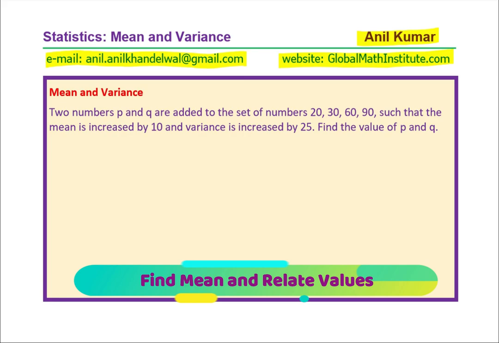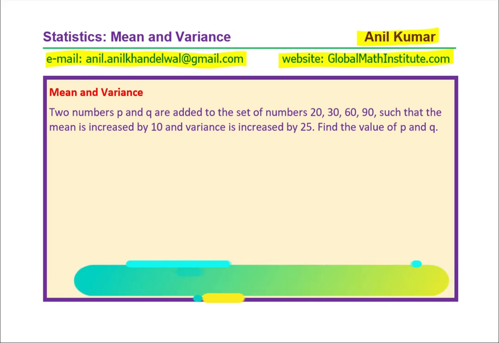Now let's try to understand the strategy of solving such questions. The two numbers P and Q are added to the set 20, 30, 60, 90 such that the mean is increased by 10 and variance is increased by 25. So let us find the original mean and original variance and connect it with what happens when we add P and Q. Right? So the original mean is what?